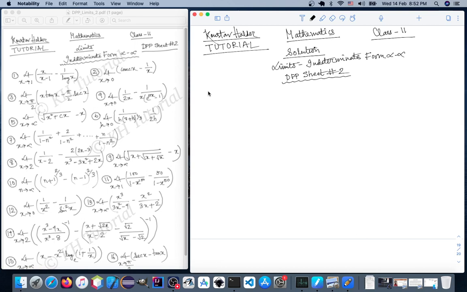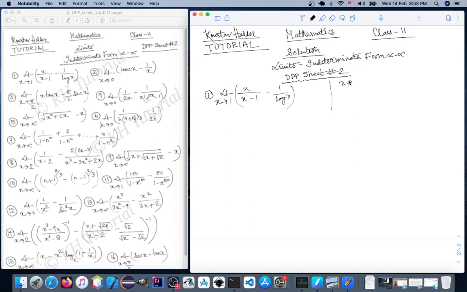Problem number 1. Essentially all these problems are of the form infinity minus infinity, but still I will show how, for the given tending value of x, the form becomes infinity minus infinity, for the sake of understanding. So this is the limit as x tends to 1 of x by x minus 1 minus 1 by log x.